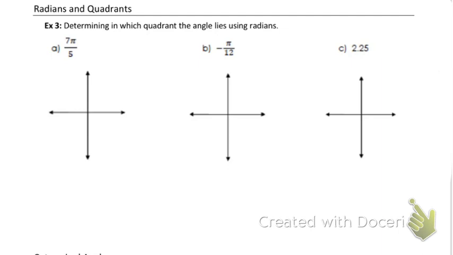All right, this part's a little more tricky than it is with degrees, considering we're not familiar with radians. And that is determining in which quadrant an angle lies using radians. Our first step is, well, we know we have an initial side, and we know it's positive, so we know it's going somewhere in that direction. We just don't know how far.